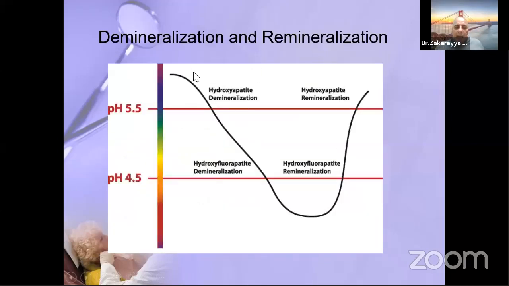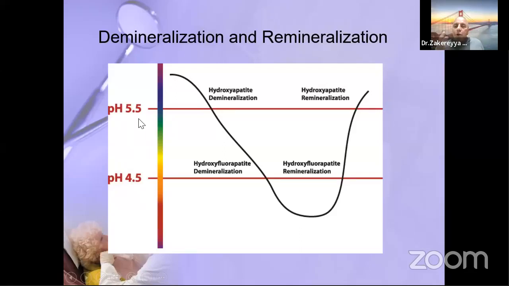Now, here is a curve that shows you the critical pH for hydroxyapatite and the critical pH of fluoridated hydroxyapatite. That is, when the hydroxyapatite has some element of fluoride in it. Now, look how much benefit fluoride has given to your mineral in the teeth. It has lowered the critical pH from 5.5 to 4.5, which means that in the case of fluoridated hydroxyapatite, the pH needs to go down to 4.5 so that mineral will come out from the tooth surface.